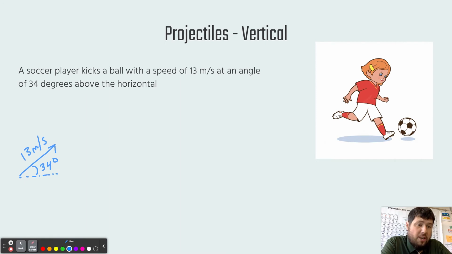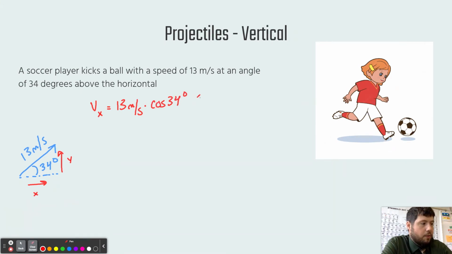And the first thing you should always do in a projectile motion problem is split this initial velocity up into an x and a y component. So you might remember doing this when we talked about vectors. Going to use some trigonometry here for my velocity in the x direction, since that's the adjacent side of this triangle. It's just going to be 13 meters per second times the cosine of my angle. So cosine of 34 degrees.